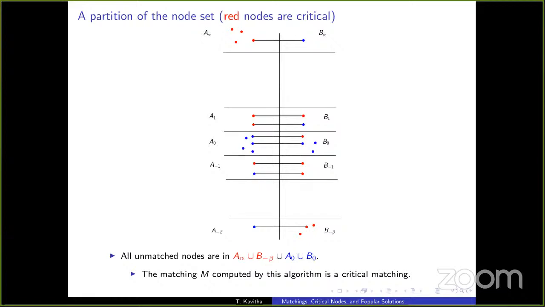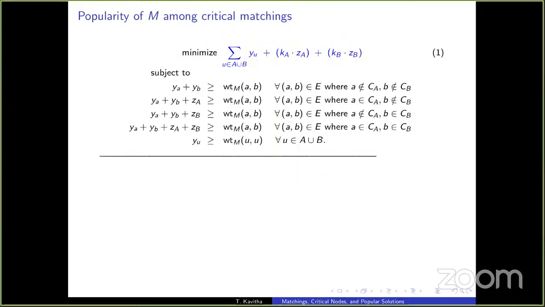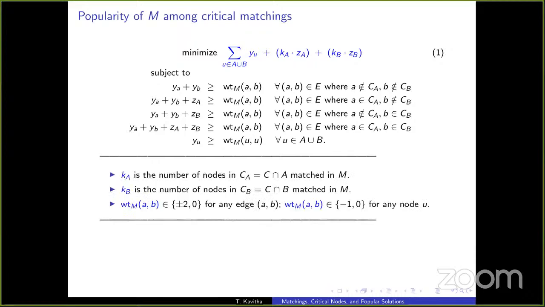There is a lot of structure here, and this structure allows us to show that the matching computed by this algorithm is critical. To show it is popular among critical matchings, we'll use the LP method. This is the dual LP of the max weight critical matching LP. So the matching M computed by our algorithm is implicitly present here via edge weights. The weight of an edge is a function of the matching M. So the variables here are YU, ZA, ZB, and KA, KB are defined below. They are the number of critical nodes of A and B matched in the matching M.